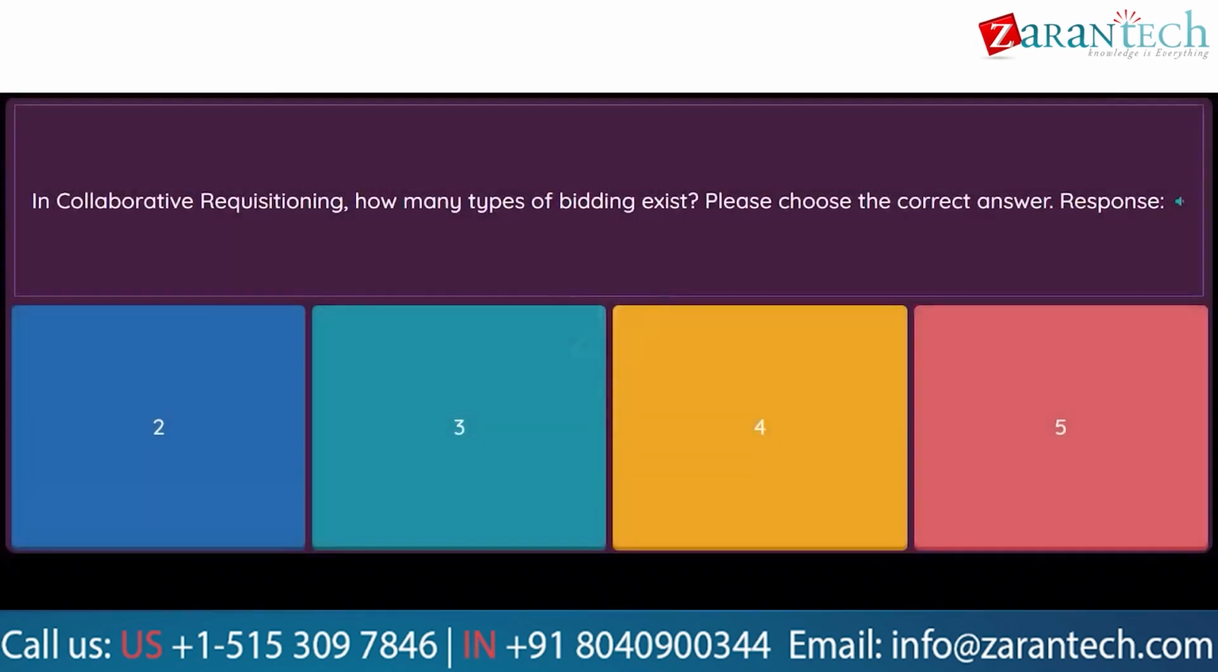Question: in collaborative requisitioning, how many types of bidding exist? Please choose the correct answer. Response: Option 1 2. Option 2 3. Option 3 4. Option 4 5.